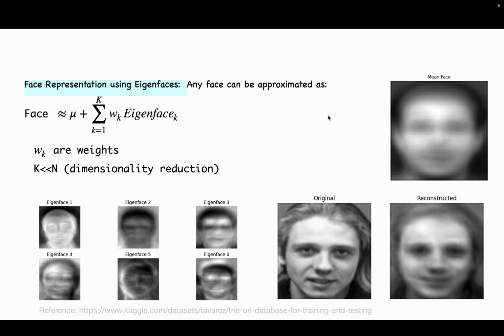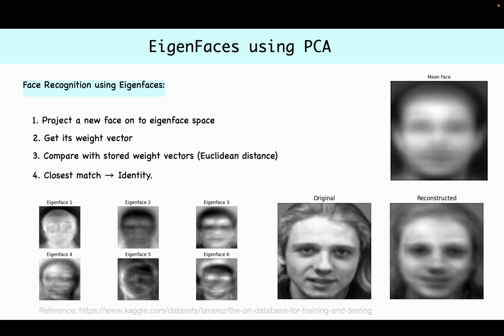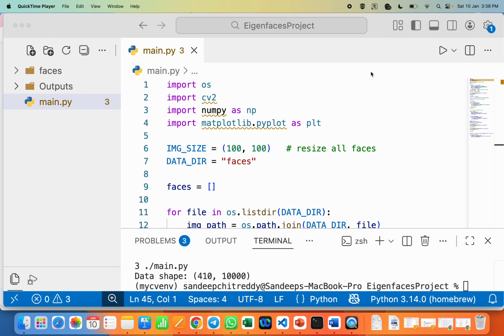So let us see how this works for face recognition. So in face recognition, when you get a new test face, we try to compute the weight vector by representing it in eigenfaces, and we compare this weight vector with the already stored weight vectors, and thereby recognize the test face with the existing set of images. So this is how eigenfaces work for face recognition. That's how eigenfaces can be implemented.